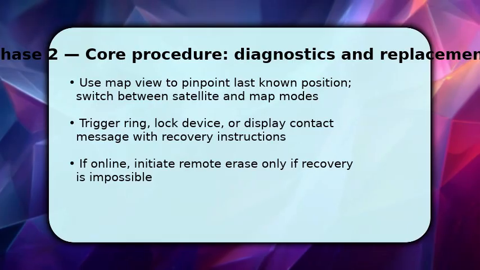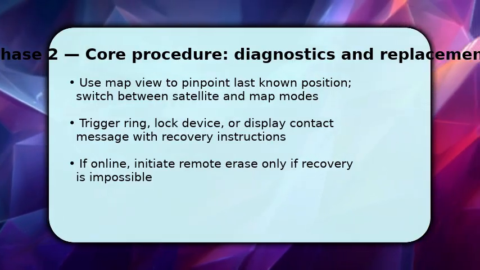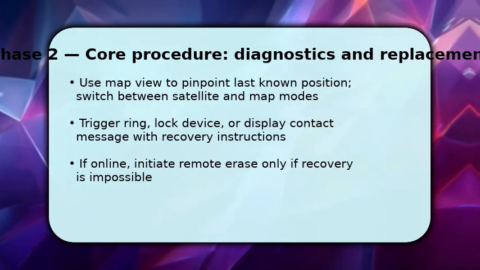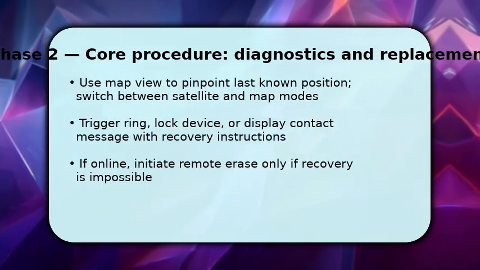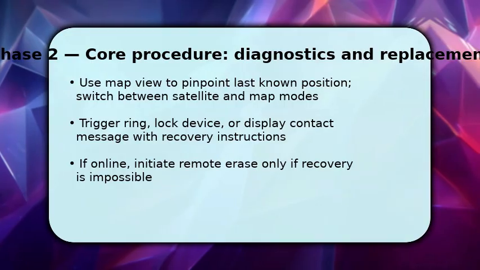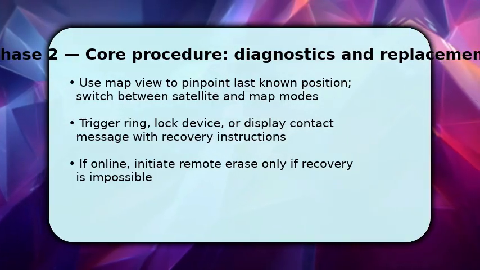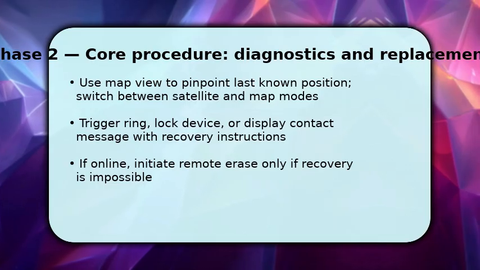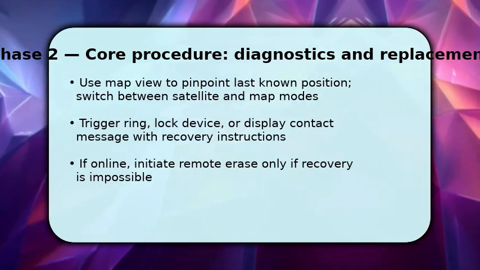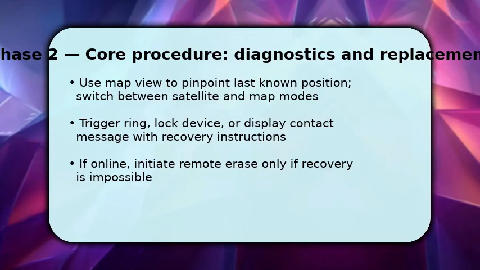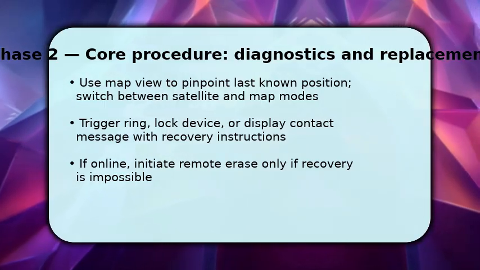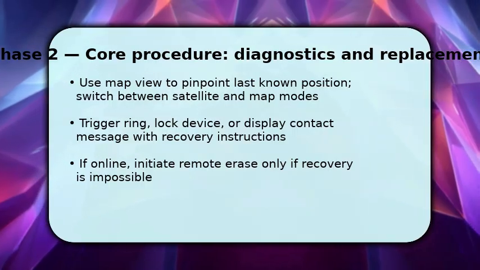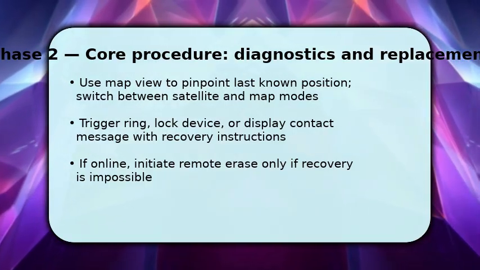You now focus on tracking and interacting. On the map, zoom and pan to confirm the last known position, and switch to satellite if you need landmarks for navigation. If the device is online, choose Ring to help locate it nearby, or lock with a recovery message and phone number so someone who finds it can contact you. If sensitive data is at risk and recovery seems unlikely, consider erase. But remember that erasing disables further location updates, so weigh that consequence carefully.